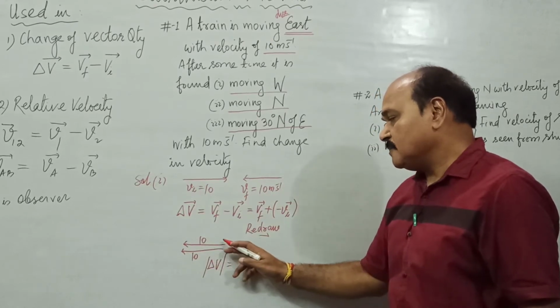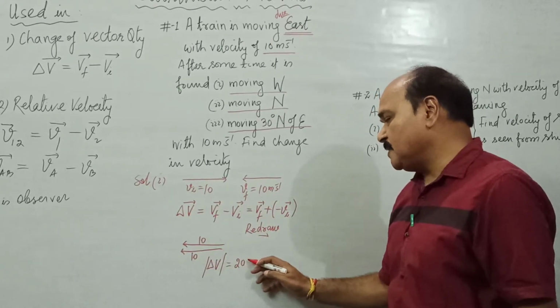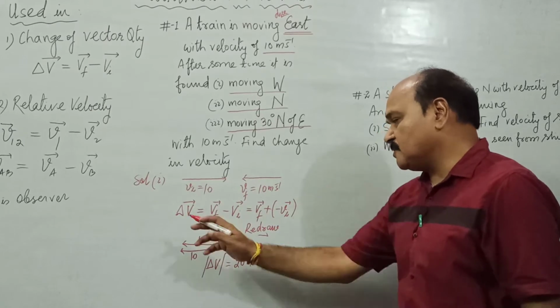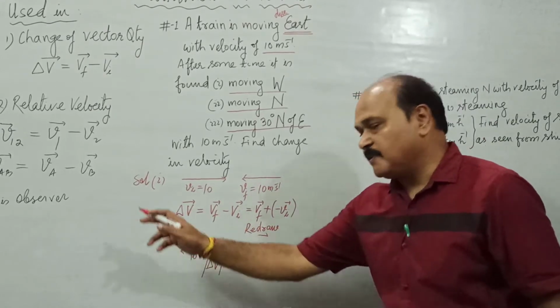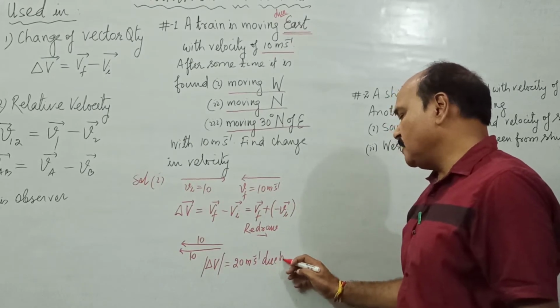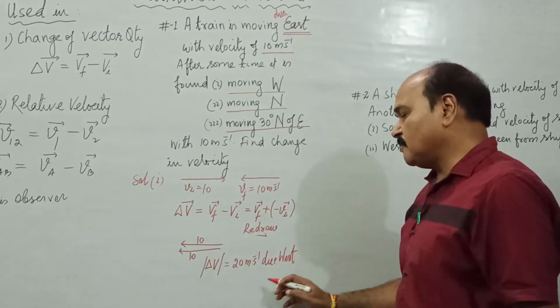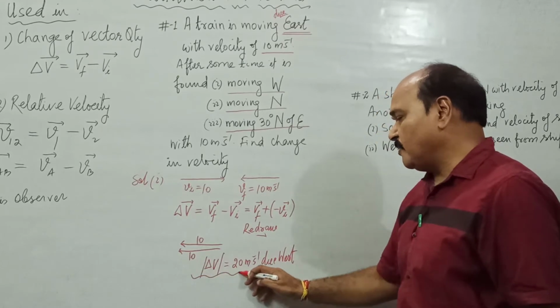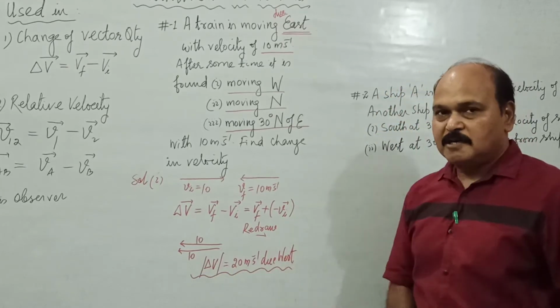So sum of these two vectors is the value of this vector difference. And what is that? Simple sum, that is 20 meter per second is the change of velocity. And what is direction of this change? What is the direction of sum of these two vectors? Due west. So the change of velocity is 20 meter per second due west.